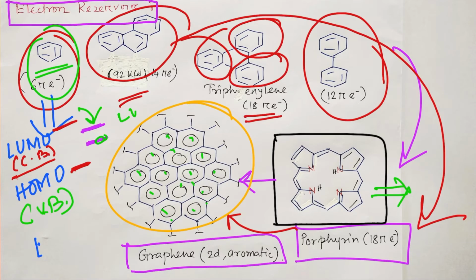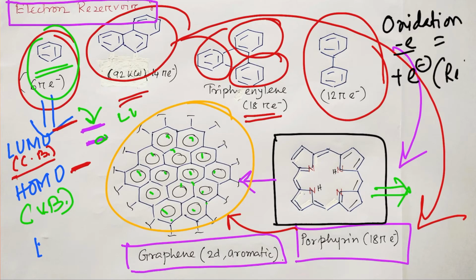So from this, what we have learned, what message we are giving: if you want to take electrons from somewhere, it means you are doing oxidation. We know oxidation means withdrawing or taking an electron. And what does reduction mean? Reduction means addition of electron. So oxidation means minus electron, reduction means addition of electron.